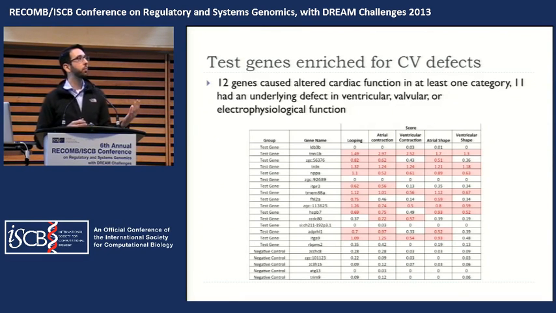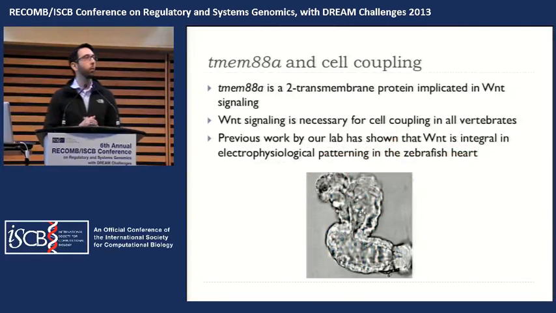When I followed these up with more quantitative assays, 11 of these 12 had measurable defects in valvular function, ventricular function, electrophysiological development, calcium handling. I'm not going to discuss those in detail, but I am going to talk about one, which was TMEM88A. This is a gene that had no known cardiac function, but was known to be involved in Wnt signaling.